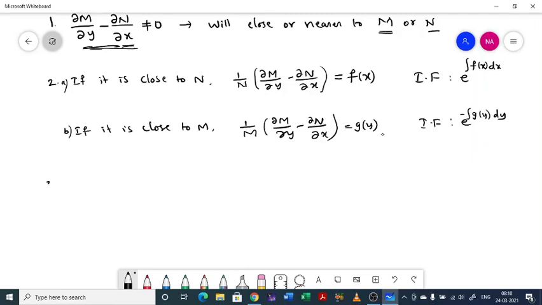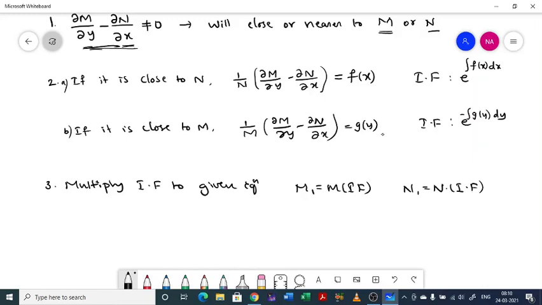After getting the integrating factor, multiply it to the given equation. Then you will have M1 equal to M times the integrating factor, and N1 equal to N times the integrating factor. Now the corresponding differential equation M1 dx plus N1 dy equal to 0 will be exact. If you want, you can check this: ∂M1/∂y will definitely equal ∂N1/∂x.